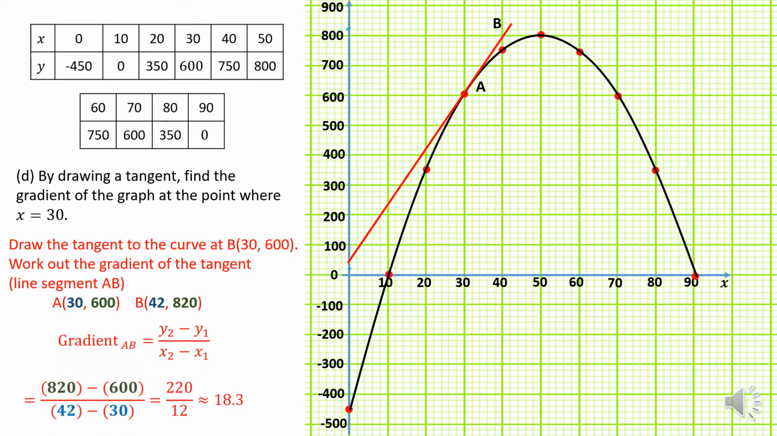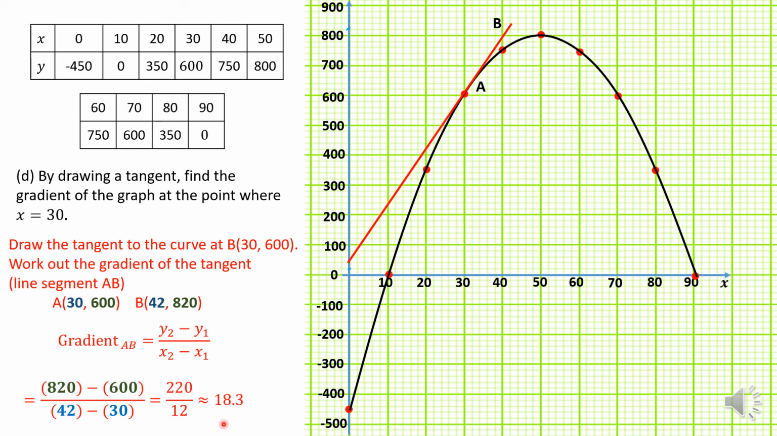Delta y over delta x, change in y over change in x. Take 2 y values, subtract them from each other. Like I say, 820 minus 600, and 42 minus 30. Now it's very important: I could have started with 600. Then I would have said 600 minus 820 for the y, and because I started with 600, I must then start with 30 minus 42. All right, you will still end up getting the same answer.